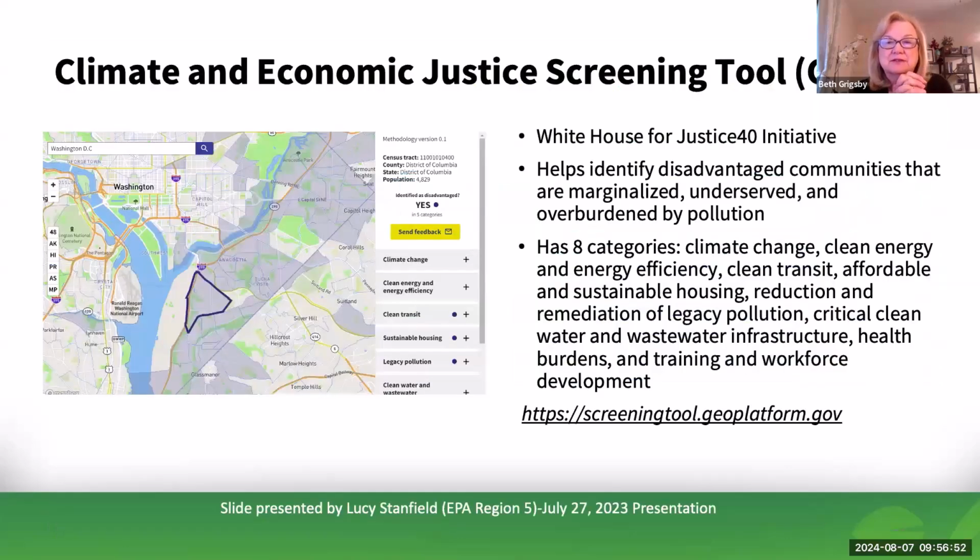Then CJust. This is from the White House for the Justice40 initiative. Very important. Helps identify those disadvantaged communities that are marginalized, underserved, and overburdened by pollution. If you're in an area that's so rural that you can't get that information from CJust, you really need to find data that you can justify to EPA from a source that's reputable, or income surveys, those types of things in the areas. Next slide, please.